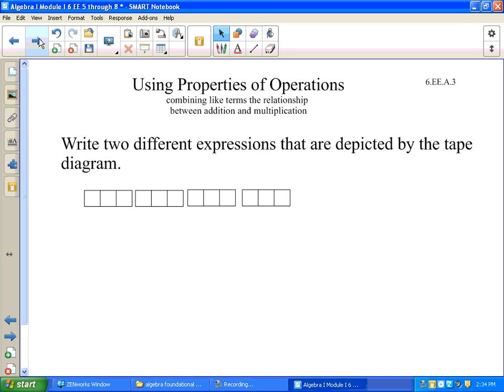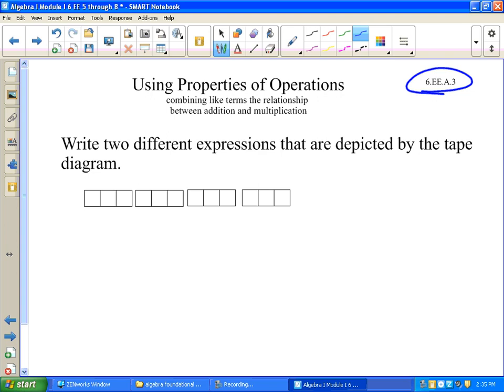What we're going to be talking about today is using properties of operations, combining like terms. We're going to talk about the relationship between adding and multiplying. For teachers, there's the standard right there that we're going to be using. This question says write two different expressions that are depicted by the tape diagram.